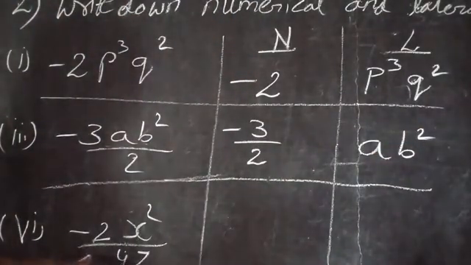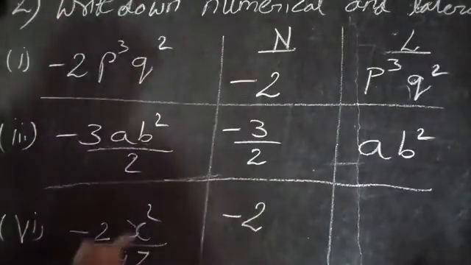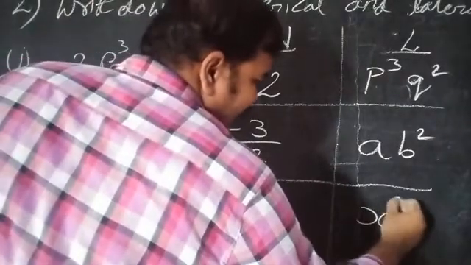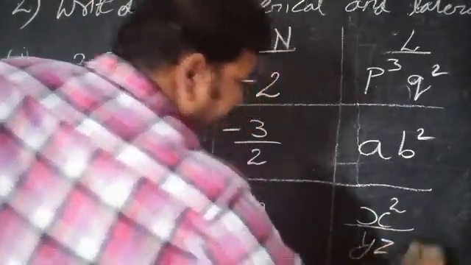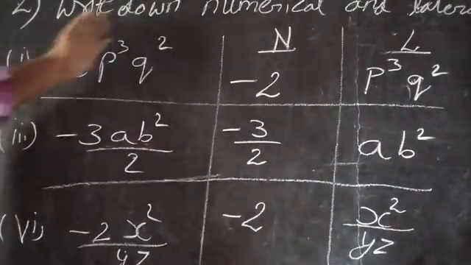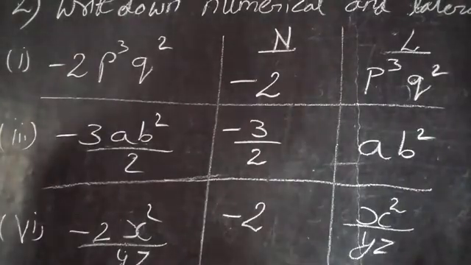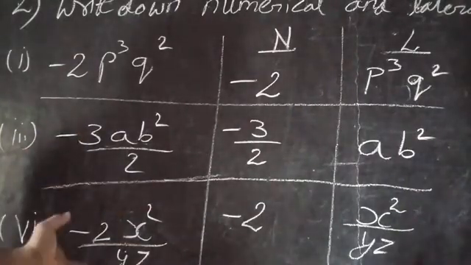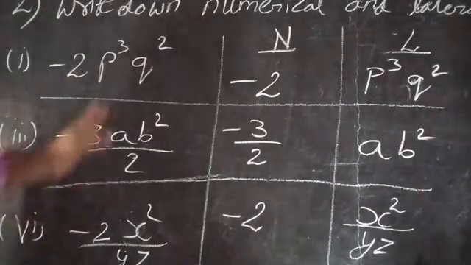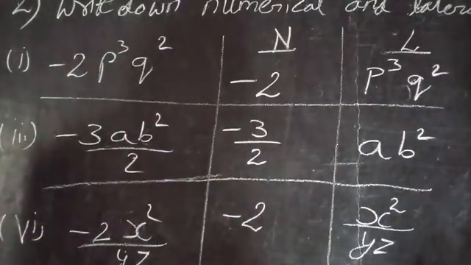Now coming to this question: -2x square by yz. The numerical is -2. The literals are x square by yz. This is about numericals and literals. Number forms are called numericals. Literals means alphabets. So we are doing the next question.